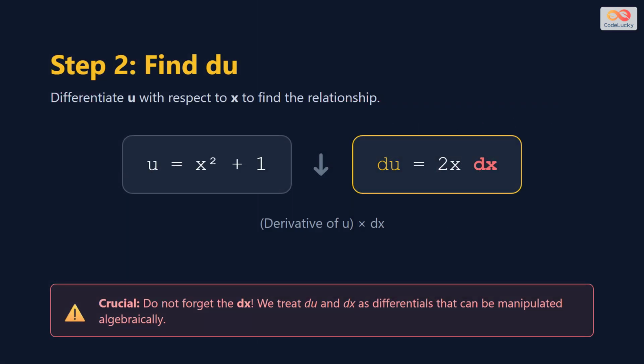Once you have chosen u, step 2 is to find the differential, du. You do this by taking the derivative of your chosen u with respect to x. Importantly, do not forget to multiply by dx. We treat du and dx as algebraic objects that can be moved around. For our example where u equals x squared plus 1, the derivative is 2x, so du equals 2x dx.